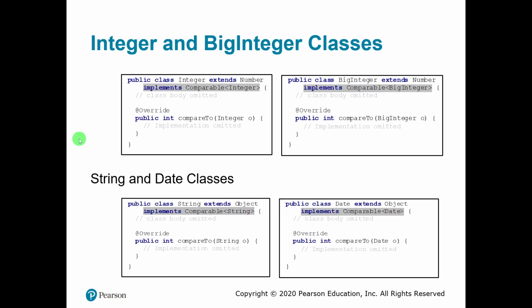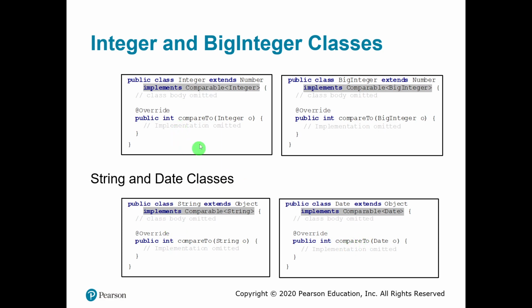So let's look. We've got the Integer and BigInteger classes. Integer extends Number, BigInteger extends Number, and they both implement the Comparable interface, meaning they both have a compareTo method built into them. We have an Integer compareTo and a BigInteger compareTo. The String class also implements Comparable, and so strings have a compareTo method built into them, which we have used. The Date class has a compareTo method that will compare dates.